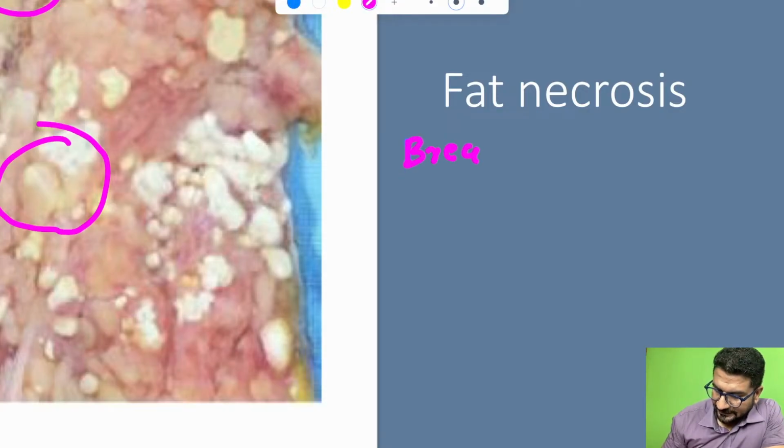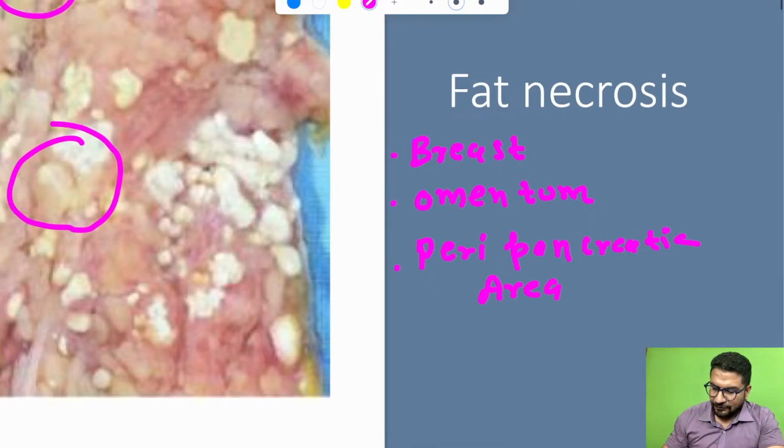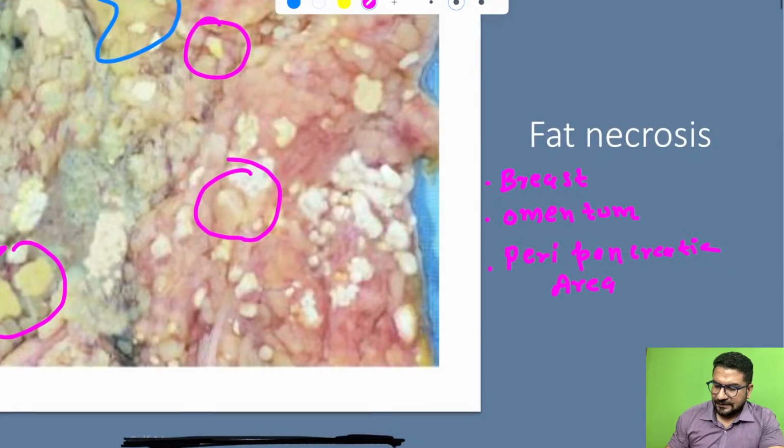So this is seen in breast. It is seen in omentum, and this is seen surrounding the pancreas. Surrounding the pancreas means it is seen in the peripancreatic area, or I can say peripancreatic fatty layer. We also call this adipose tissue layer. Done. So this is about fat necrosis, and understand this thing.